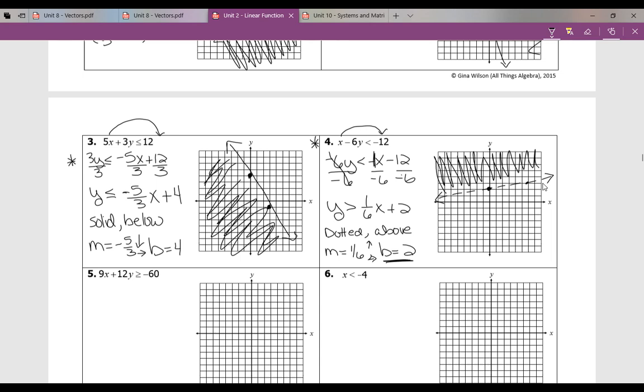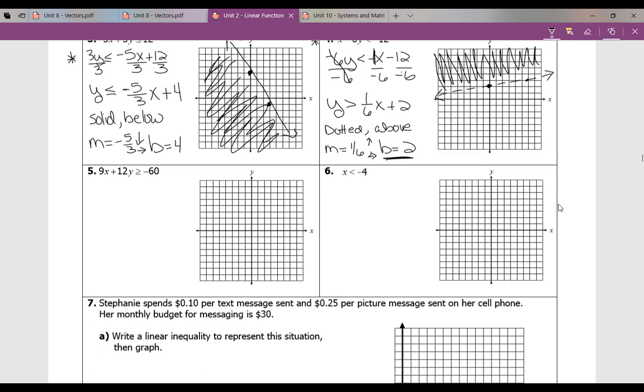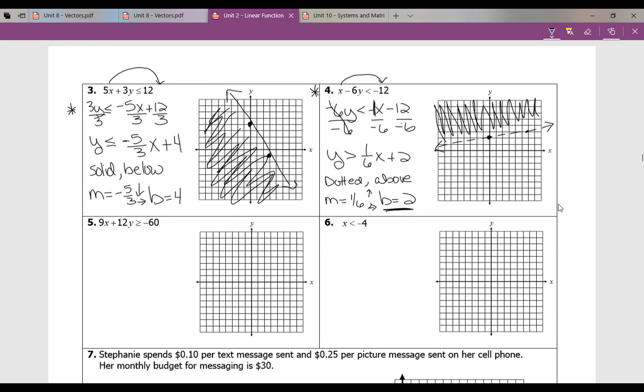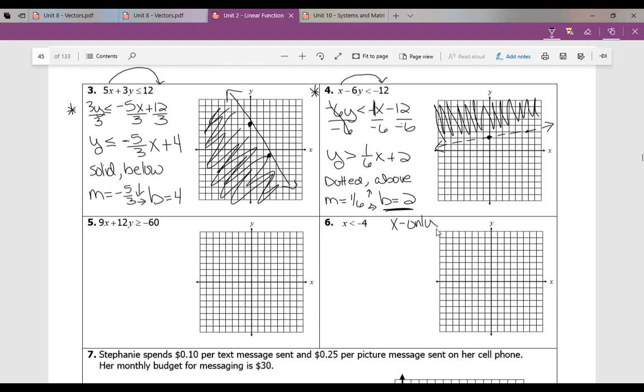All right. The next one I'm going to do is number 6, because number 6 doesn't have X and Y in it. Do y'all agree? It just has one variable. So if you recall, X only, when your equation only has an X, that is a vertical line.